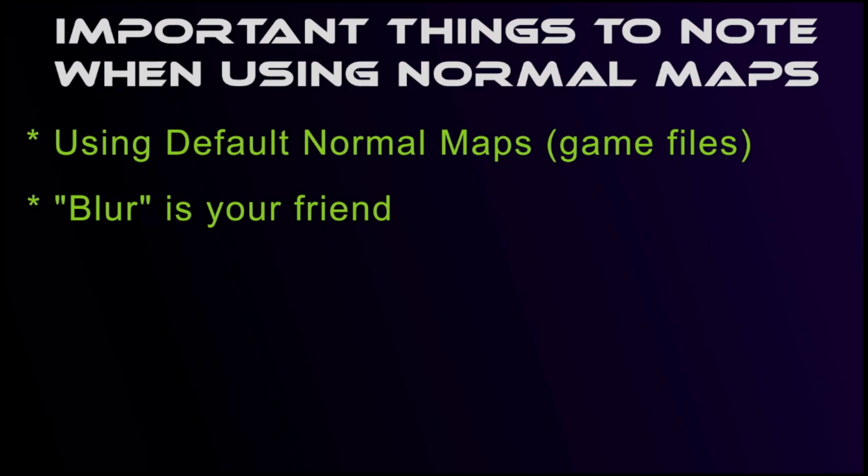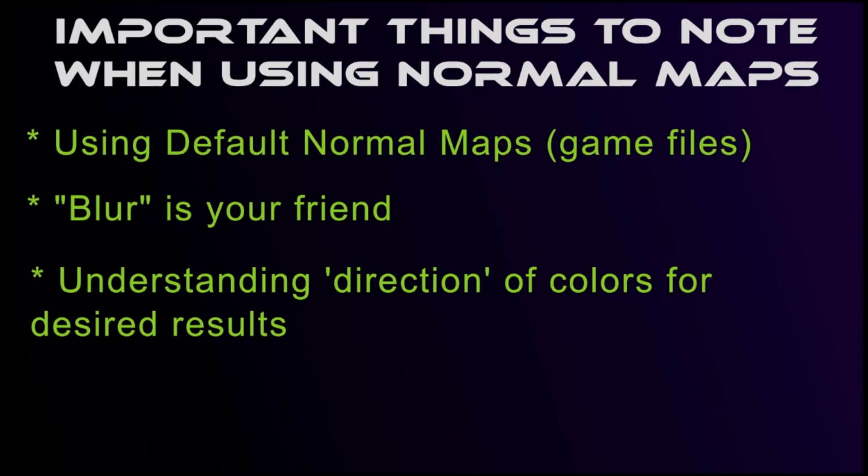So one of the ways that you can fix this is just by simply going in and adding a little bit of blur to your normal maps, and that will sort of soften up those edges and make all of that artifacting go away. The third thing I wanted to mention, of course, is understanding the direction of the colors for the desired results. We're going to actually be talking about that in the next part of this video.